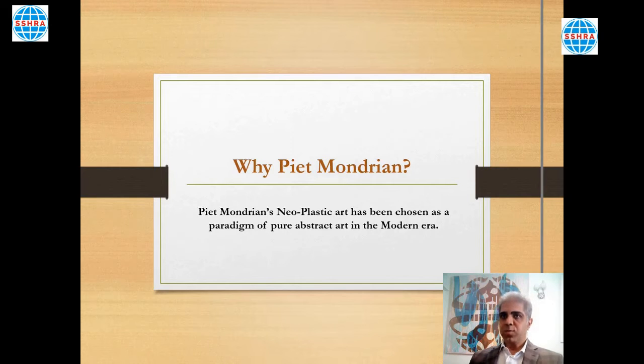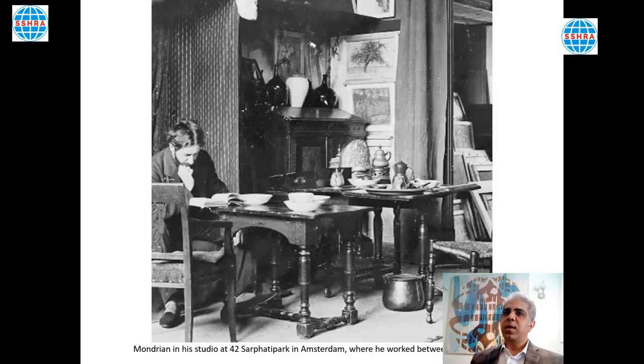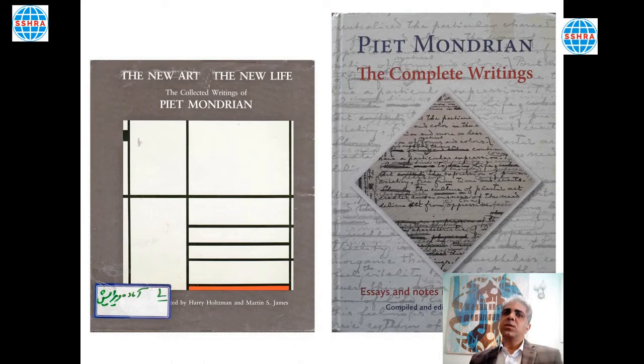Why Piet Mondrian? Just to say why I chose Mondrian, and why I didn't choose Malevich or Kupka or, I don't know, Picasso: Mondrian is a painter and theoretician, a very important person in the modern era who developed modern painting to its end. There are two big collections of his most complete writings. The left one was published in 1986 by Harry Holtzman and Martin James, and the right one was published by Louis Veen in the Netherlands in 2017.